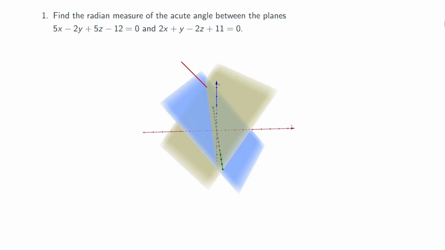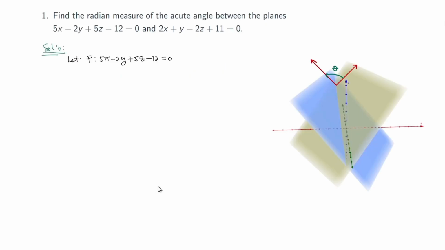Suppose that this is the normal vector of your first plane, and this is the normal vector of your second plane. Then this is the theta you are looking for. So let us now consider the following solution.